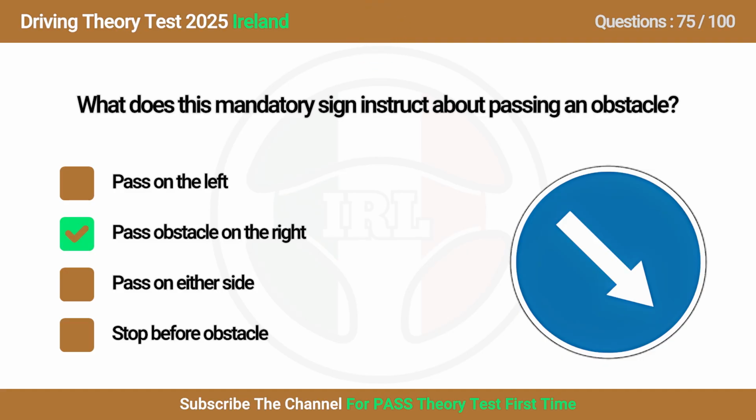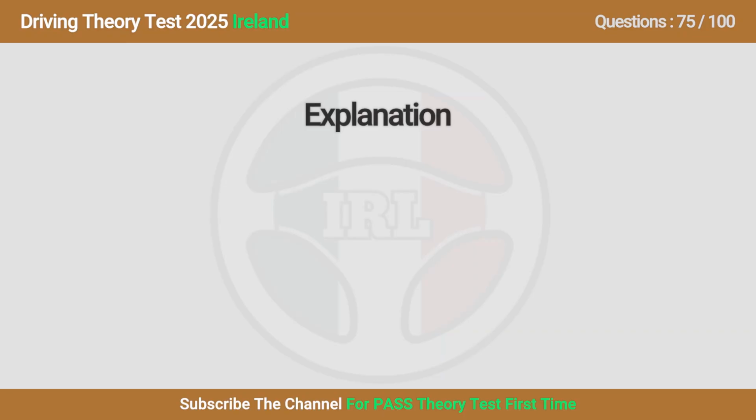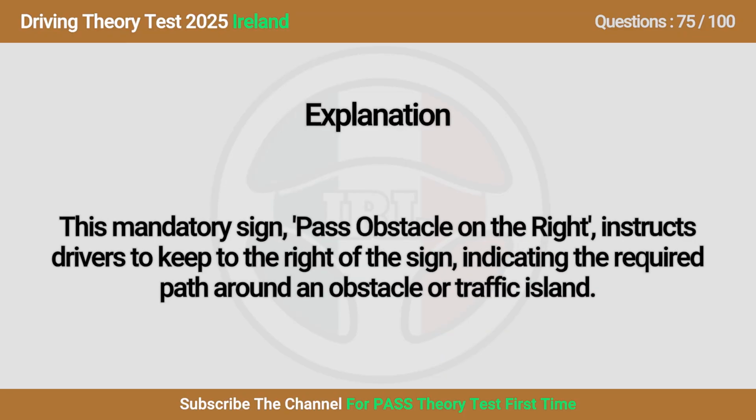Answer is B. Pass obstacle on the right. This mandatory sign, pass obstacle on the right, instructs drivers to keep to the right of the sign, indicating the required path around an obstacle or traffic island.